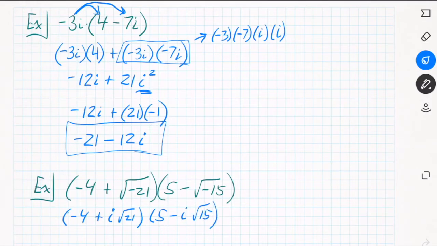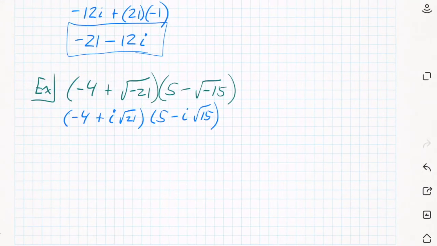Okay. And then I'm going to FOIL. There are two binomials. I'm going to distribute it out. So negative 4 times positive 5 will give me a negative 20. Negative 4 times this negative i square root of 15 is going to give me a positive. I highly suggest you always go for the sign first. Negative times a negative is a positive.